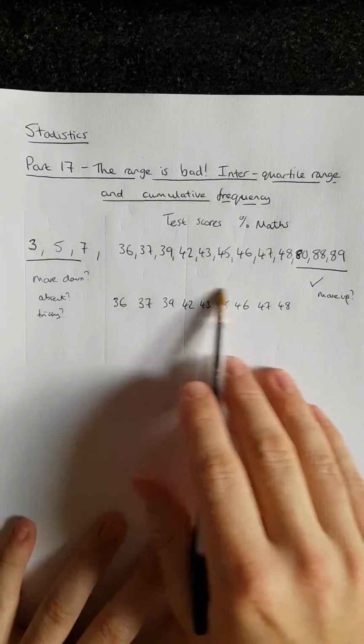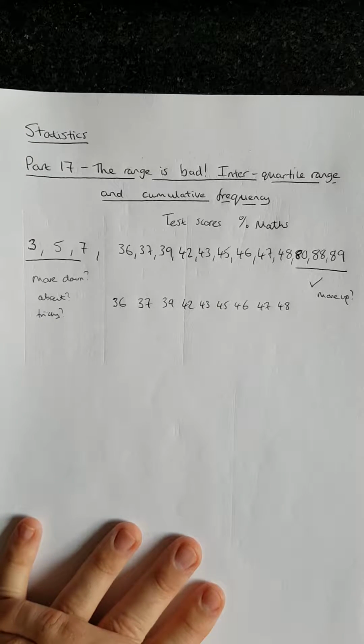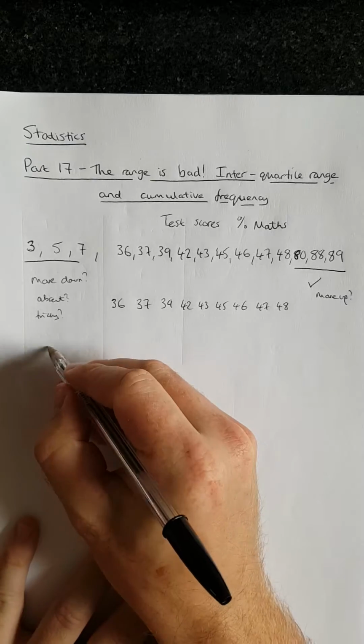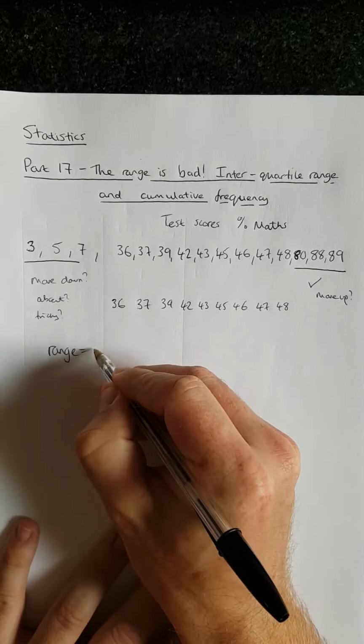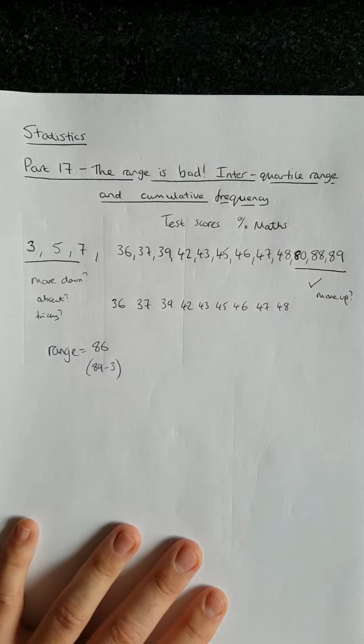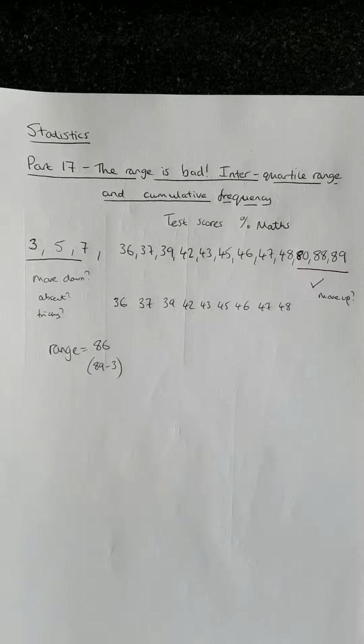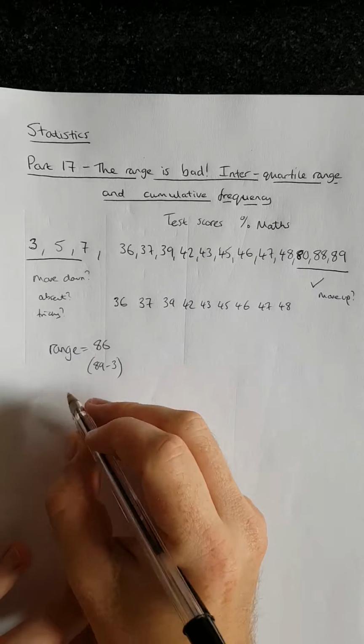Well, you'd want some way of describing this section in the middle, because this really describes the group. Now the range of the data is 86. That's 89 take away 3. But actually, if you were to describe how spread out the data is, you'd want to say a lot of it is very close together. So, what we're going to do now is learn some new terms.